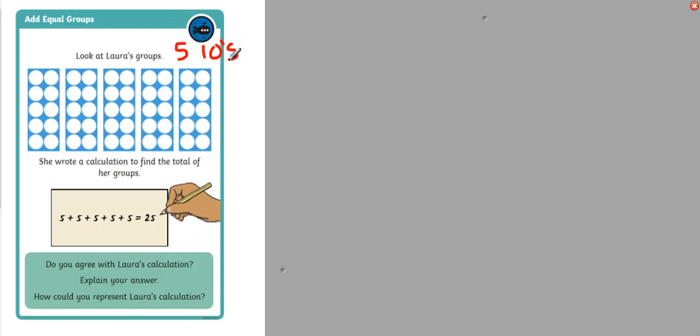So now then, how I would do this, I would work out the calculation first to find out the total, and then we can have a look at where she's gone wrong. Okay? So 5 tens is what she's got. But she's written down 1, 2, 3, 4, 5. She's written down 5 fives.